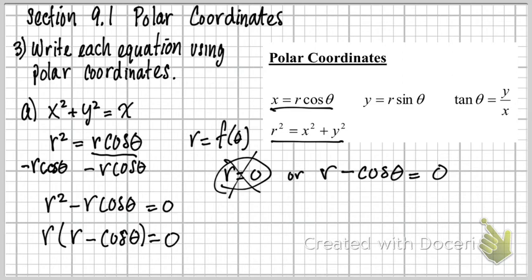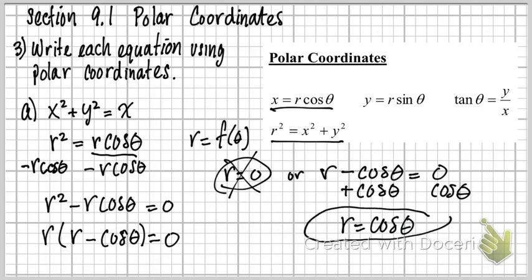What it really comes down to is this one here. So I'm going to add cos theta to both sides, and I get r equals cosine theta. And this is the actual answer for this problem right here. The identically 0 r generally just gets tossed away for the most part. So there's our answer.